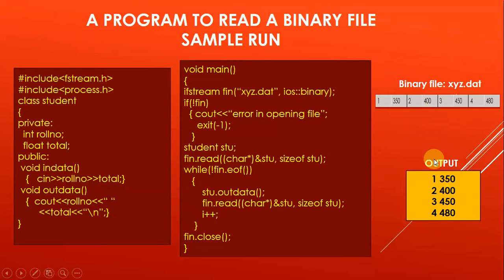So you can see this 2400 will be displayed on the screen like this, and it will read the next record which is 3450, and this is displayed on the screen like this, and then the next record will be read which is 4480, and it will be displayed on the screen like this. Please ignore this i++. And now the end of file has been reached. You can see there is no more record after this, and so the loop will break and I will close my file.